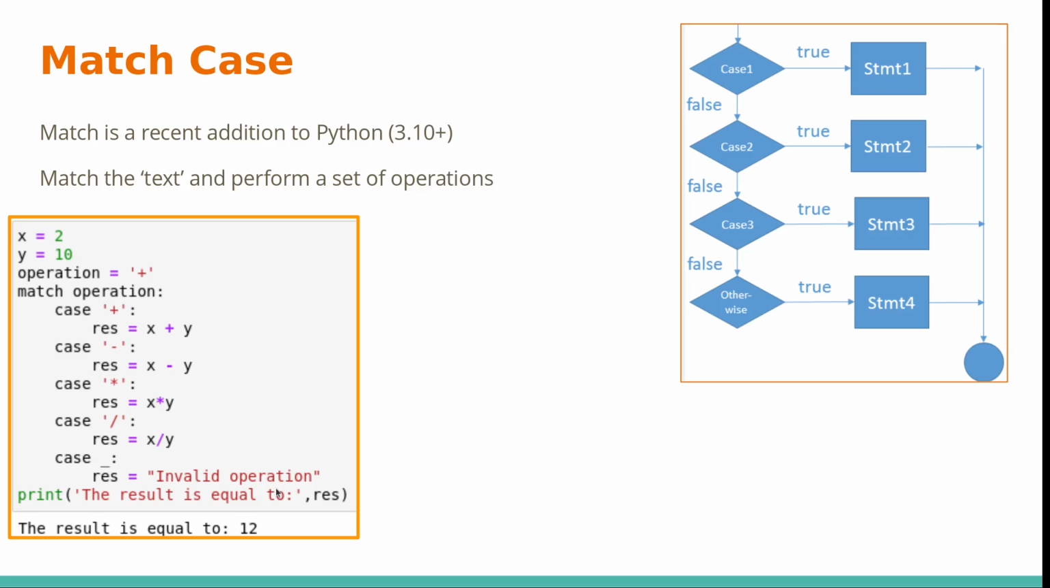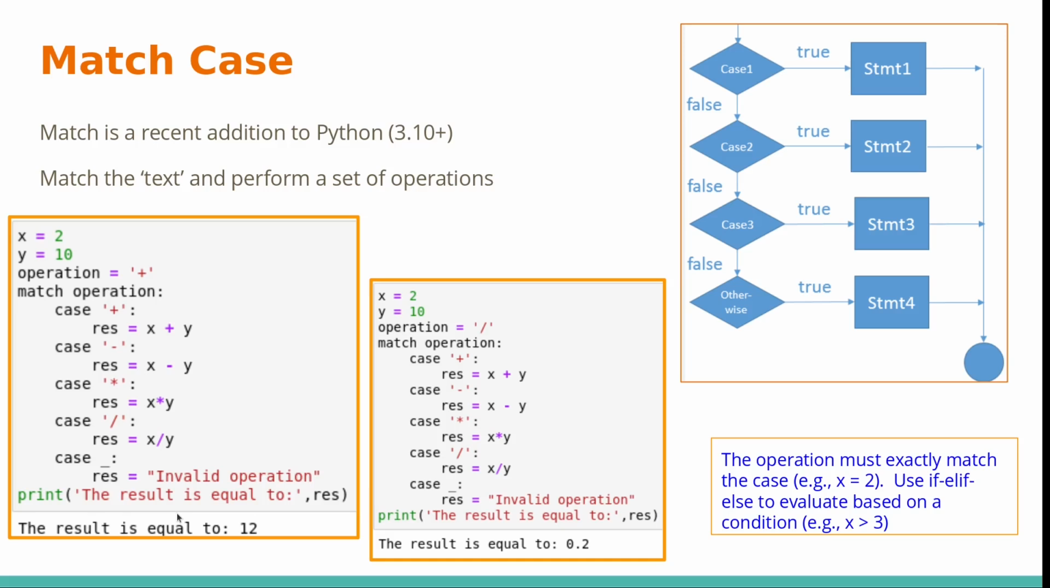Okay. So in this case, since I'm giving my operation to be plus, it is giving me result equal to 12. If I had given division, it'll give me a value equal to 0.2 because it's 2 divided by 10. Keep in mind that the case must exactly match. The operation here must exactly match the case. If it doesn't, then the last case, which is this underscore case, will be evaluated.